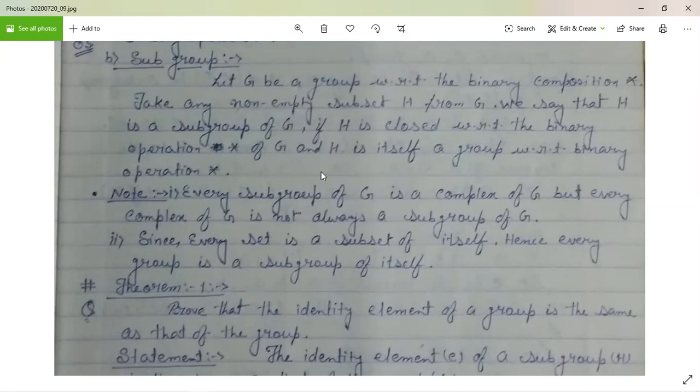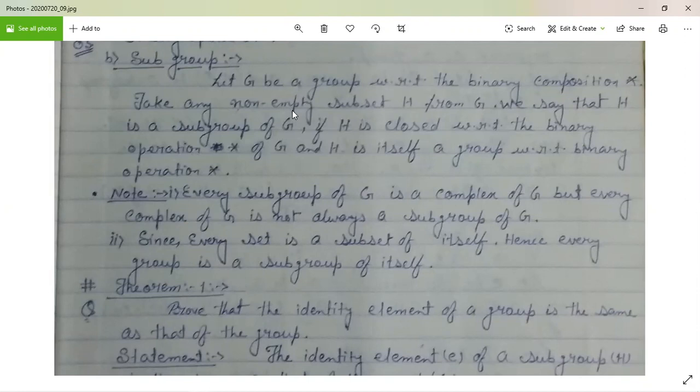Let G be a group with respect to the binary composition star. Take any non-empty subset H from G, that means a complex H of G. We say that H is a subgroup of G if H is closed with respect to the binary operation star of G, and hence H is itself a group with respect to the binary operation star.